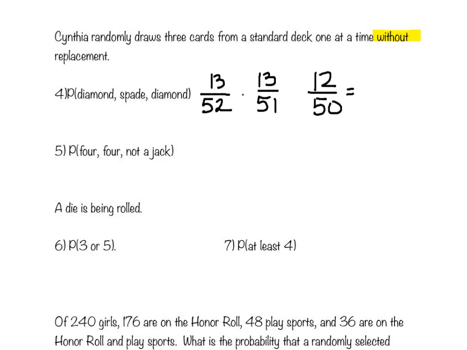Okay, so let's go ahead and calculate what the probability would be. Okay, after we reduce, we have 13 out of 850. 13 out of 850, and as a percentage, that would be 1.5% chance. Okay. All right. Number 5, try that one on your own.